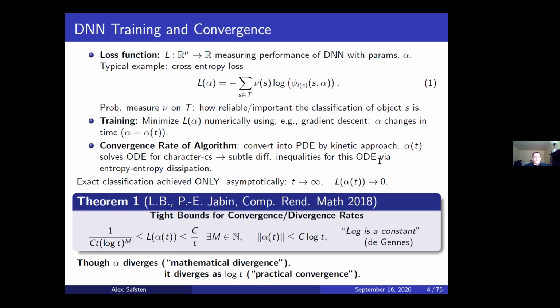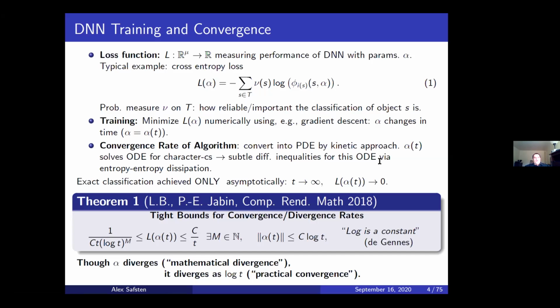So this is the first result. We can convert the discrete training algorithm into a PDE via a kinetic approach. Then alpha of t solves the ODE for characteristics, and we obtain some differential inequalities for this ODE via entropy dissipation. The result is Theorem 1, which establishes tight bounds for loss. That is, loss is bounded both above and below by very similar functions, so that loss goes to 0 in a very controlled way. Second, we also have an upper bound for alpha of t, for the size of the set of parameters. But notice that this upper bound is itself unbounded in time.